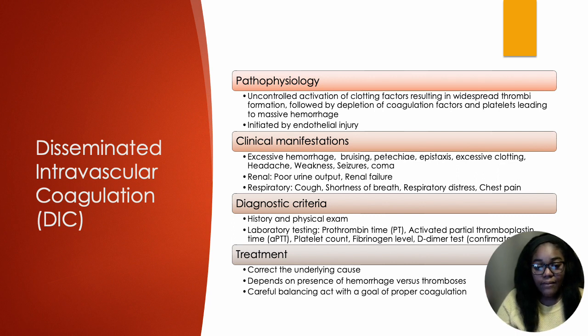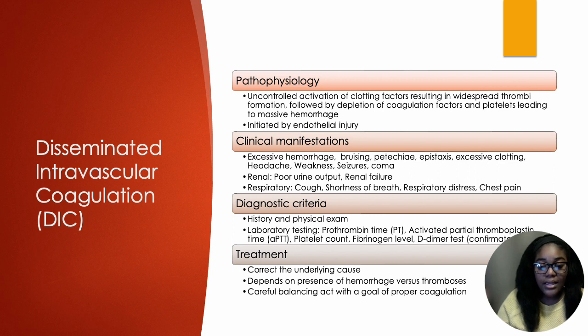So you have this initiated by endothelial injury to different parts of the body, depending on the severity, of course. Clinical manifestations are excessive hemorrhaging, bruising, petechiae, nosebleeds, headaches, weakness, seizures, coma. As far as your renal system, you'll see poor urine output and renal failure. As far as respiratory, you'll see cough, shortness of breath, respiratory distress, more oftentimes than not, acute respiratory distress and chest pain.